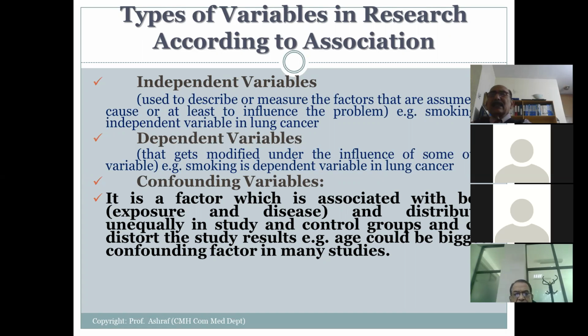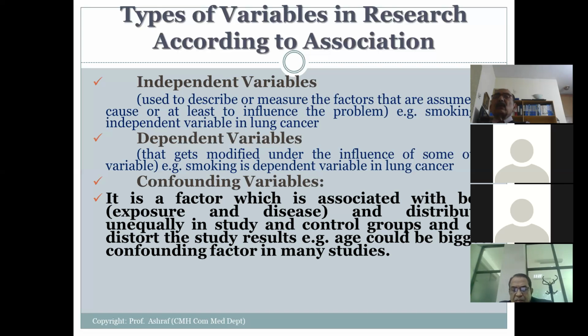And sometimes there is a third variable in your study, which is called a confounding variable, which is associated with both the exposure and the disease and distributed unequally in study and control groups. And it can distort your study results. If you do not take care of this confounding factor, then it can overestimate, it can increase your estimate, or it can give you an underestimate of your result.